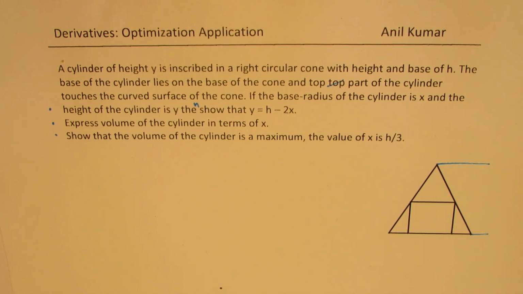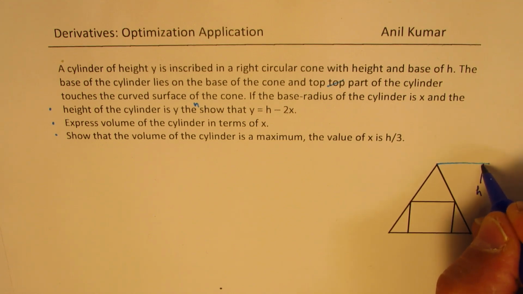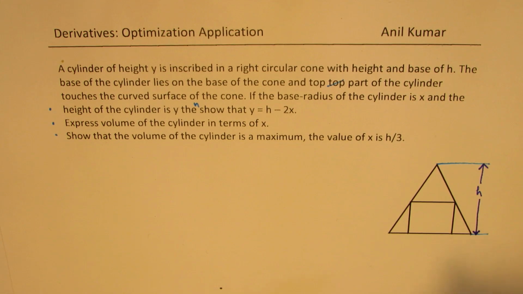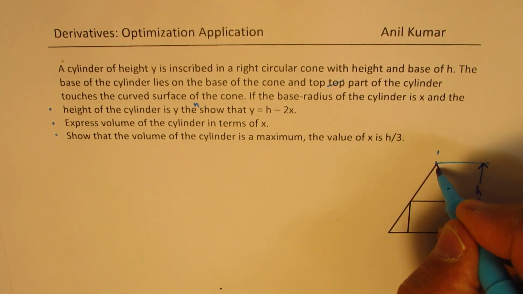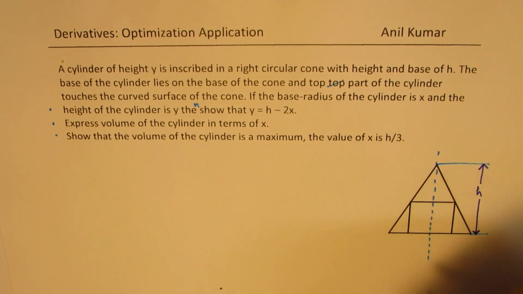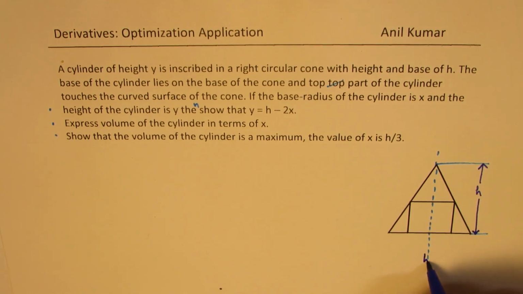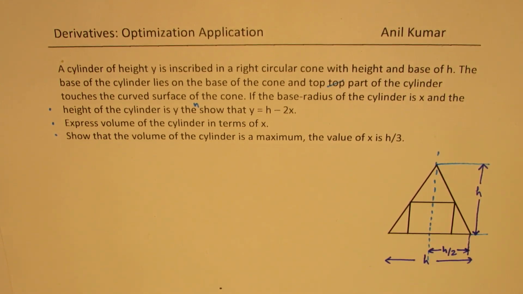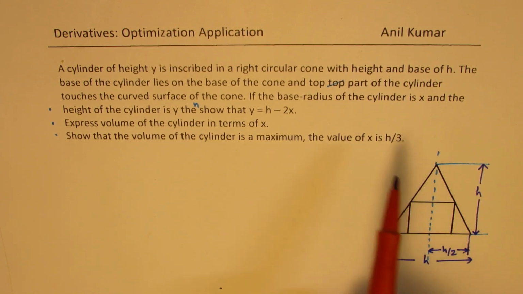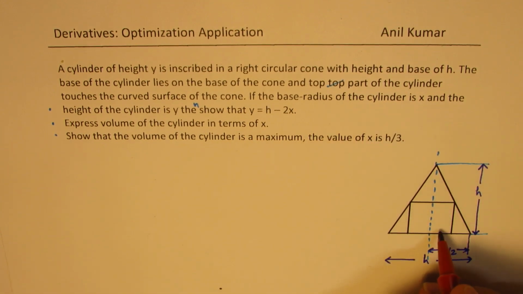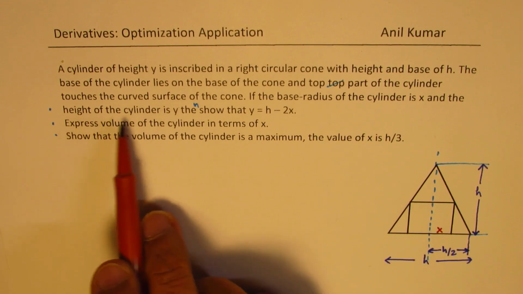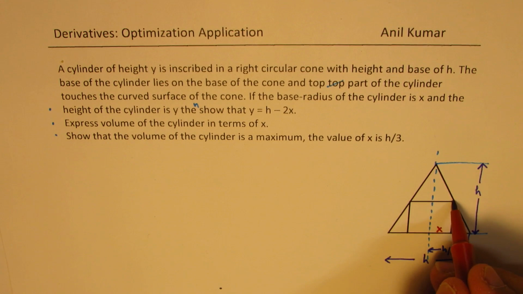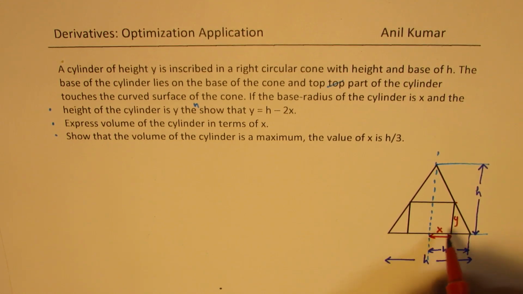We are given that the height of the cone is h, and let me draw a line in between. We are given the base is also h, so this base is also h. Half of this will be h by 2. Clear? Those are the dimensions of the cone. Now let me write down the dimensions of the cylinder. The base radius of the cylinder is x, so this is x. And the height of the cylinder is y, so this height is y. Correct? So this is x and that is y.